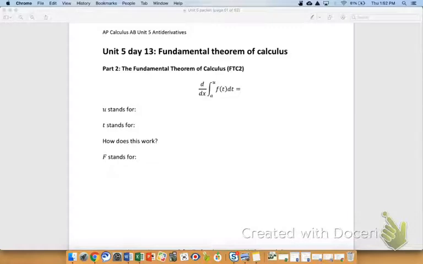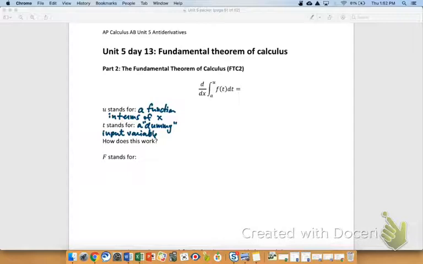U is going to stand for some function in terms of x. So it might be as simple as just an x, or it could be like 5x to the negative third, whatever. It's just going to be some function in terms of x. T is what we call a dummy input variable. It doesn't really have to be a t. It usually is a t.